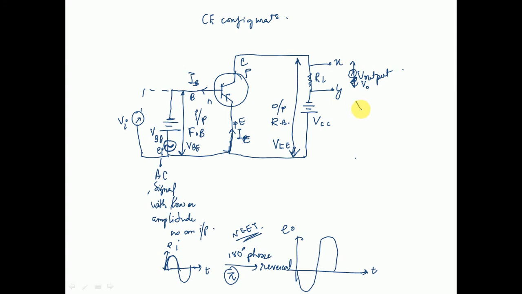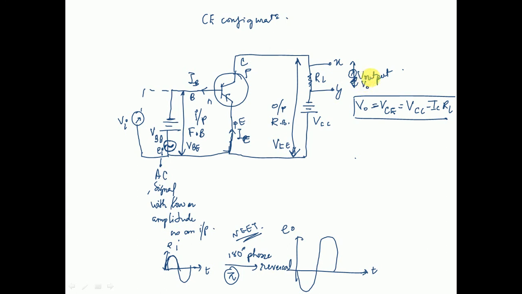One more formula I'd like you to write, which is basically the application of Kirchhoff's law to these two input and output circuits. You can directly write the result: V naught equals VCE equals VCC minus ICRL. IC is your output current, RL is your load resistance across which you are connecting your output voltmeter. This formula you please remember.